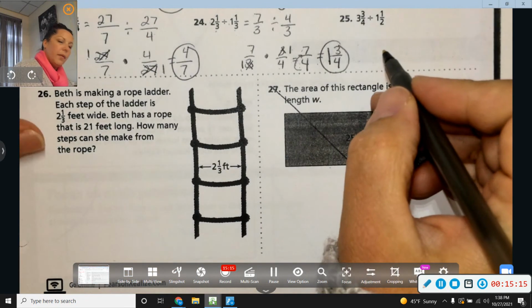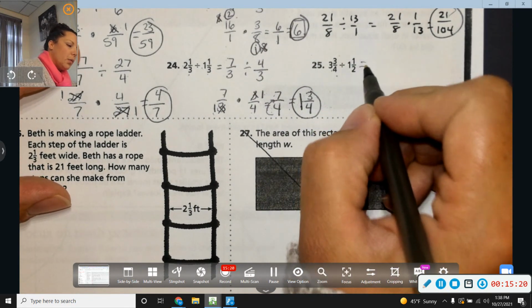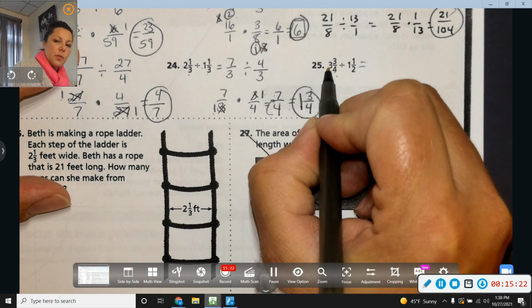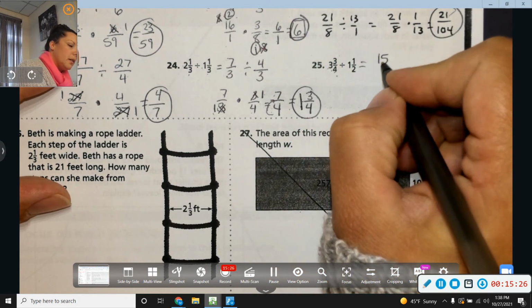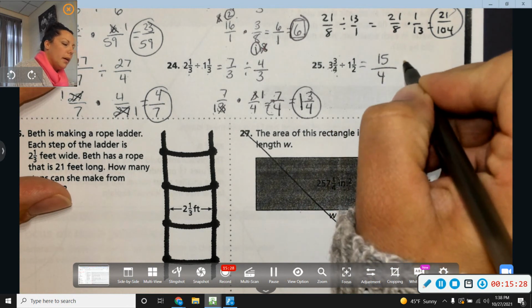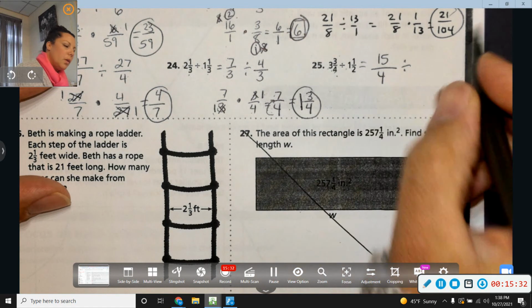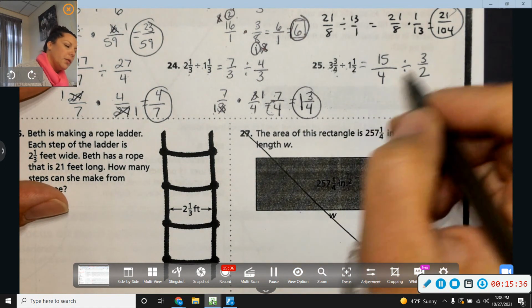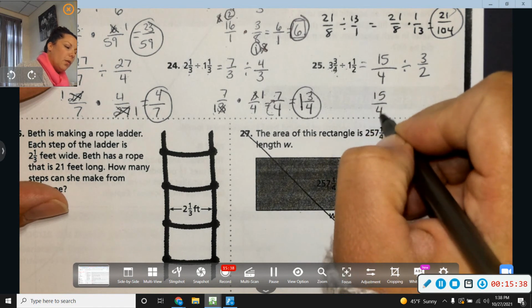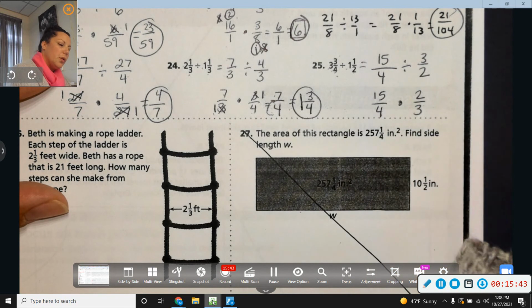Okay, number 25. 3 3/4. I have to wheel it. 4 times 3 is 12. 13, 14, 15 over 4. 2 times 1 is 2, plus 1 is 3 over 2. Keep, change, flip. 15 over 4, change to times, flip to 2/3.